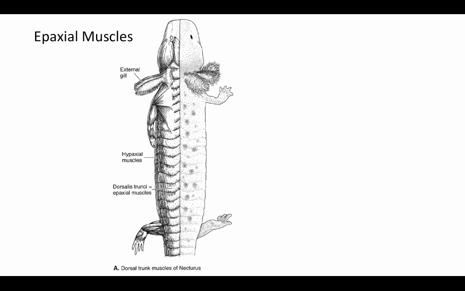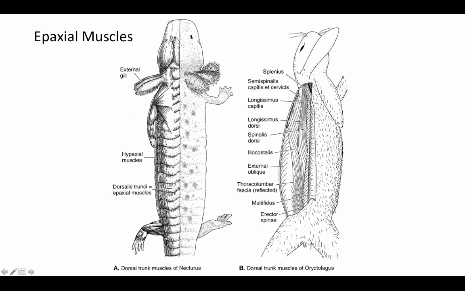In the epaxial muscles, they don't get very much more complicated right away. So remember that early tetrapods and also things like living salamanders still primarily move by lateral undulations of the body. So these epaxial muscles still retain this very simple segmented structure that's primarily adapted for producing these lateral bends of the body. And as we go into more derived tetrapods, such as this mammal, the rabbit, what we start to see is a lot more differentiation of these epaxial muscles.